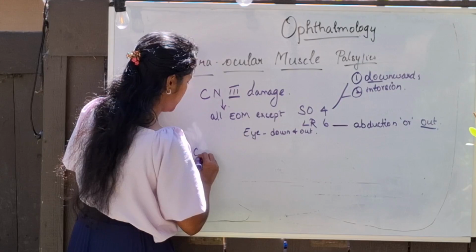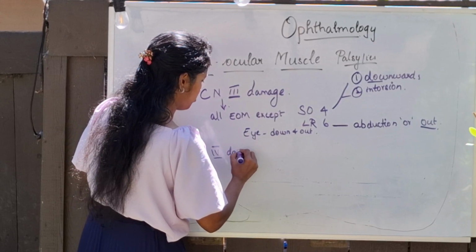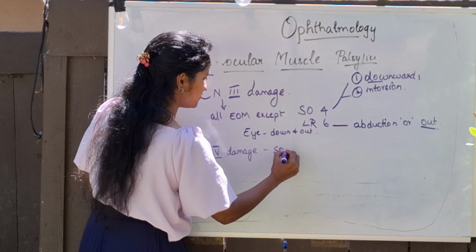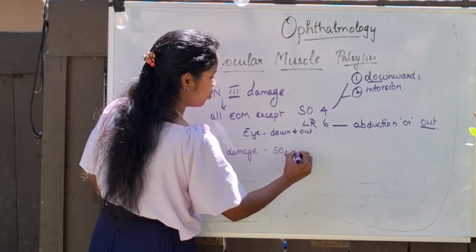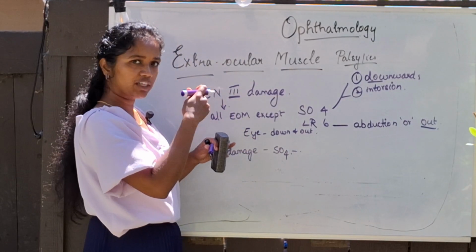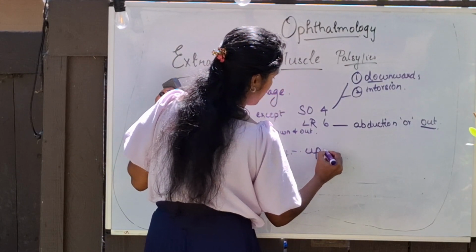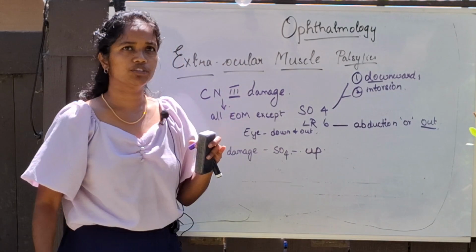What about cranial nerve 4 damage? In cranial nerve 4 damage, the superior oblique is affected, right? The superior oblique's main action is downwards. So, now the eye cannot look downward. Therefore, because of the action of the inferior oblique, the eye looks up. And what is the other action? It is intorsion. What is intorsion?